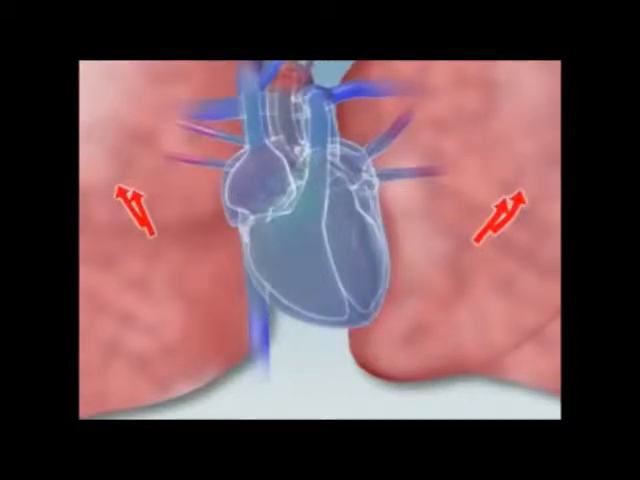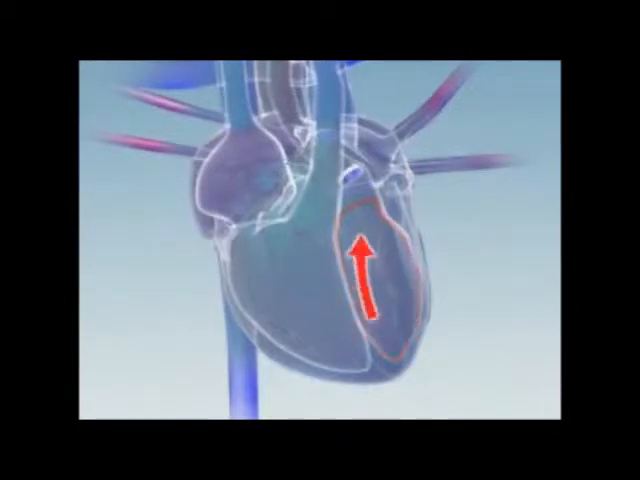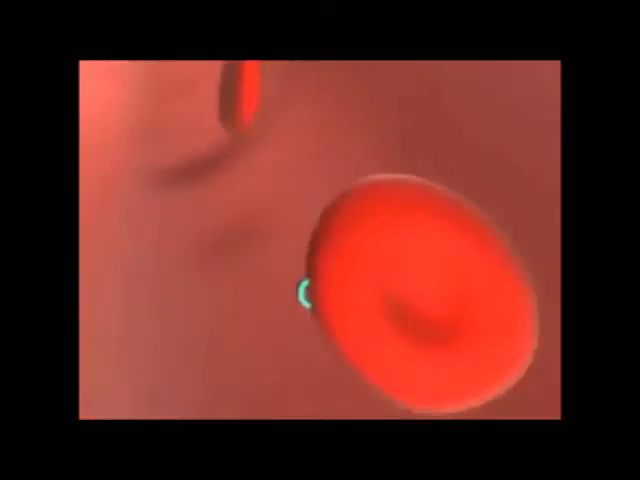From the lungs, it flows back into the left atrium of the heart and through the mitral valve into the left ventricle. From the left ventricle, blood is pumped through the aortic valve and into the aorta, where it goes out to the rest of the body and transfers oxygen and nutrients to your cells. In exchange, the wastes from your cells, including carbon dioxide, are transferred into the blood.